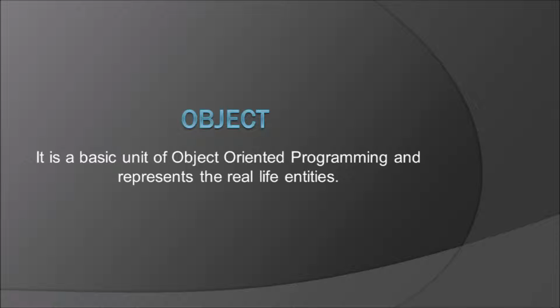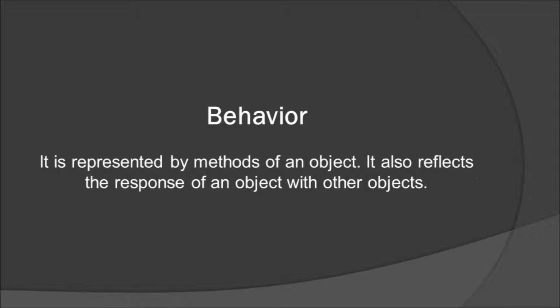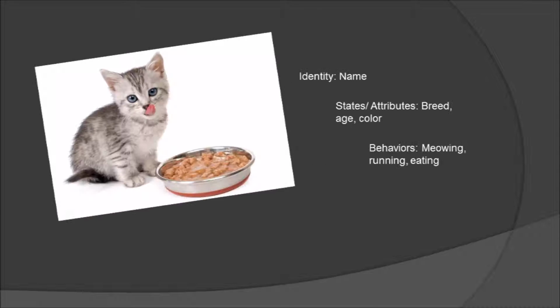An object consists of: first, state. It is represented by attributes of an object. It also reflects the properties of an object. Second, behavior. It is represented by methods of an object. It also reflects the response of an object to other objects. Third, identity. It gives a unique name to an object and enables one object to interact with other objects.